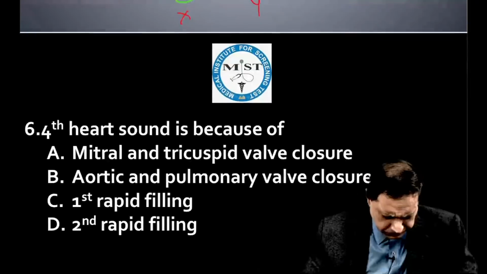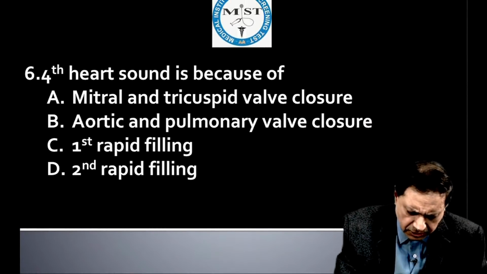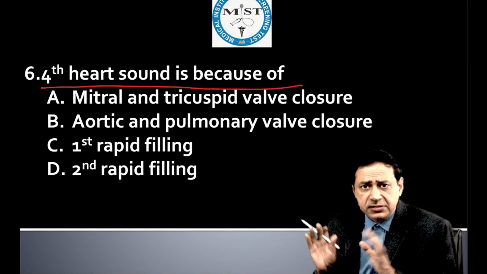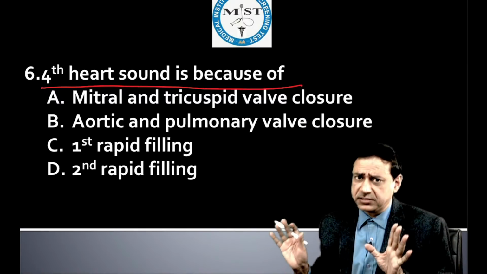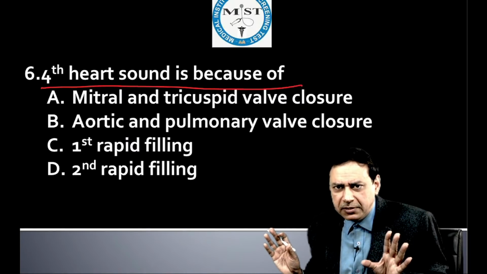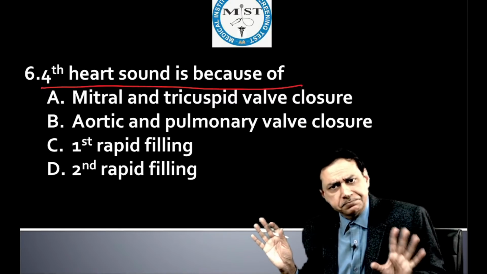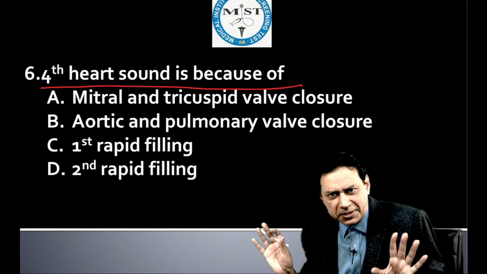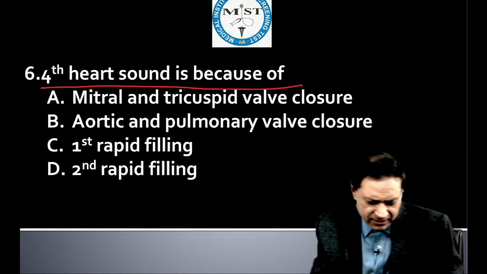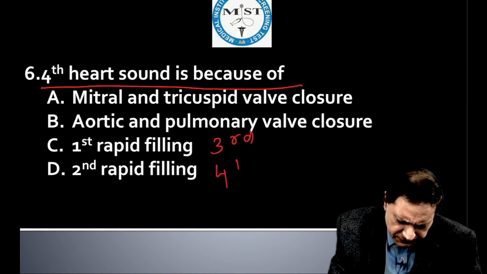Okay. See the next question. Again, fourth heart sound is because of what? First and second we know. First heart sound is because of mitral and tricuspid valve closure. Second is because of aortic and pulmonary valve closure. Okay. Third and fourth. Third is because of first rapid filling. First rapid filling is third sound and second rapid filling is fourth sound.